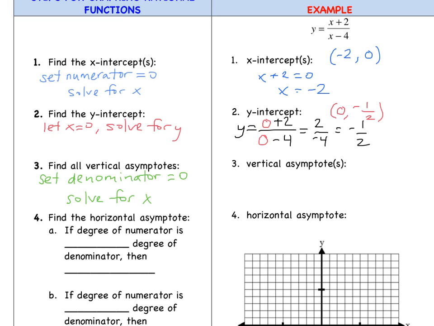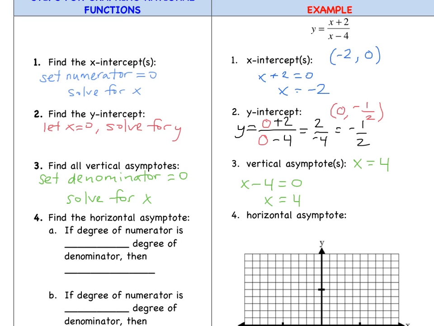In this case, our denominator is x minus 4. So we set x minus 4 equal to 0 and solve for x. Adding 4, we get x to be 4. Now remember, a vertical asymptote is the equation of a vertical line, so you need to write it as x equals 4.